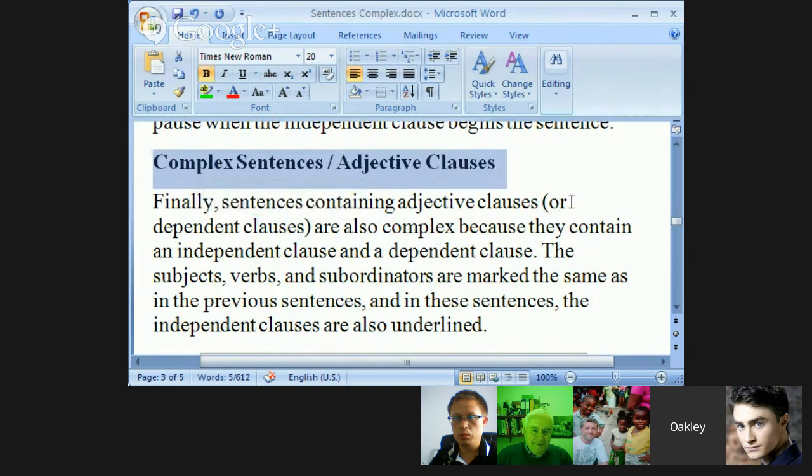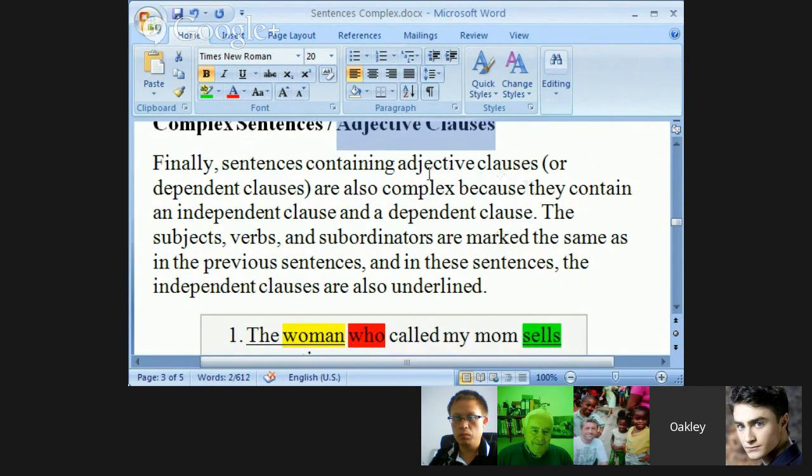All right, let's move on. Complex sentences and adjective clauses. Sentences which contain adjective clauses or dependent clauses are also complex sentences. Adjective clauses, what we're talking about, this is another way to express relative clauses, before we get confused.